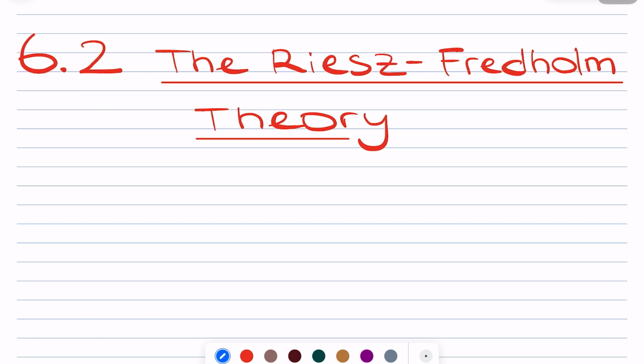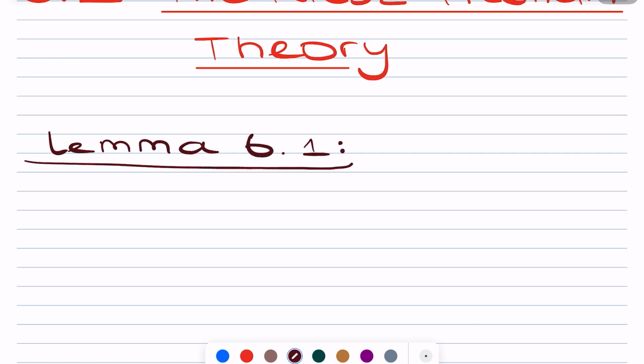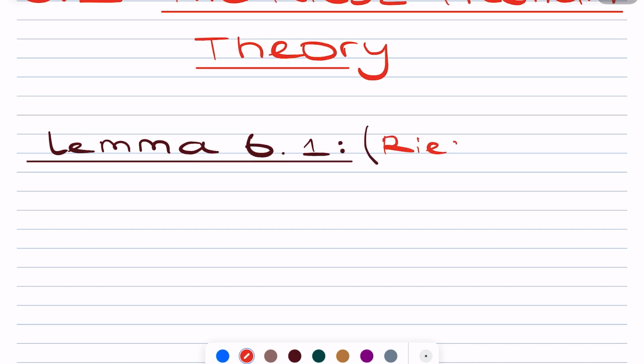So, we start with some useful preliminary results. This would be the Riesz Lemma, lemma 6.1. So, this is the Riesz Lemma. Good. I managed to fit it here.